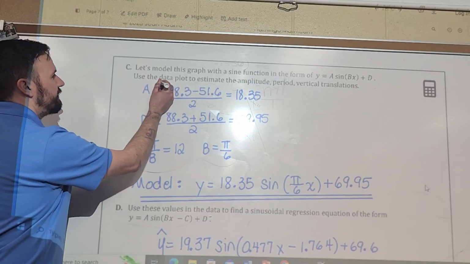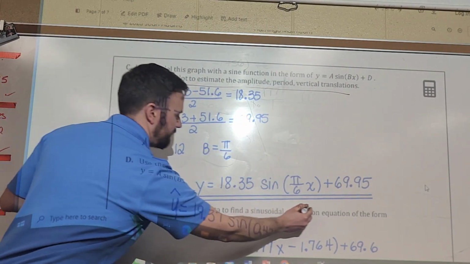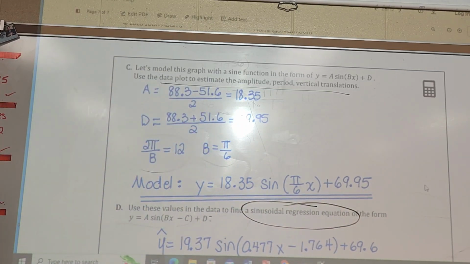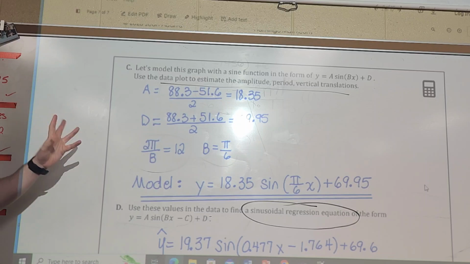What'd this say? Estimate that stuff, right? What's this one say? Regression equation. Know the difference. Regression, you have to plug it in and find it. To model it, you don't. Okay?